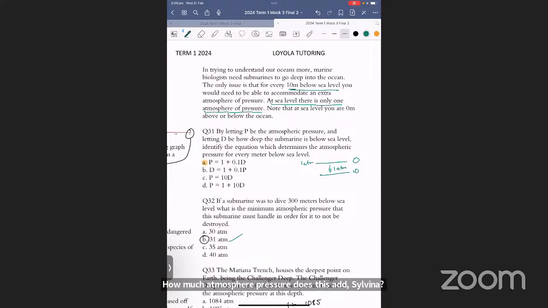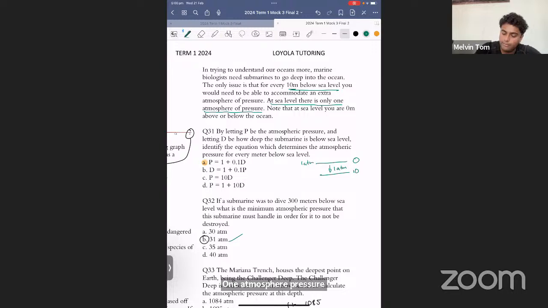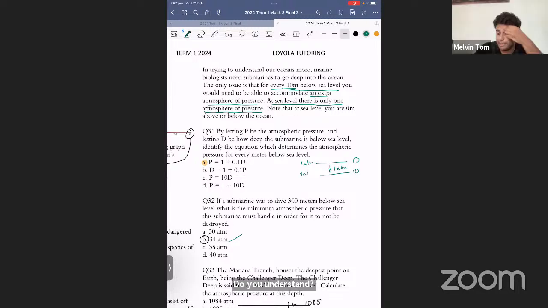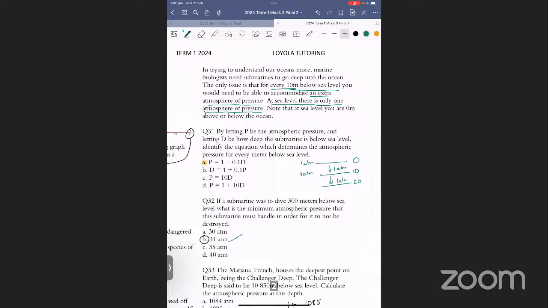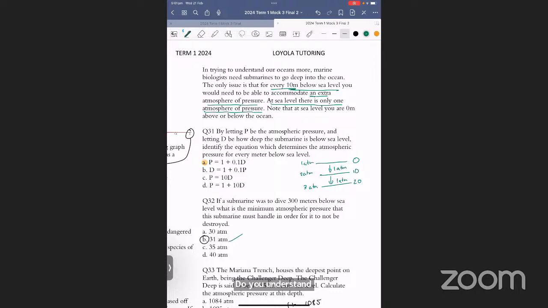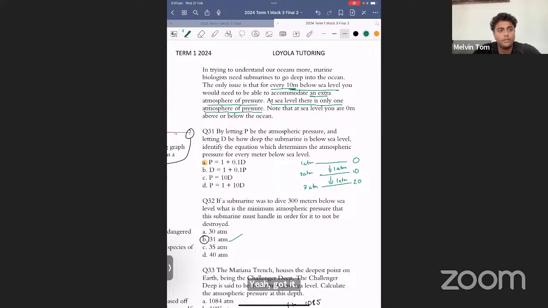1 atmosphere pressure. Because it says in the question, for every 10 meters you need to accommodate an extra atmosphere pressure. Do you understand? Yes. All right, so now we're at 2 atm. Now imagine you go to 20 meters. How much more pressure do we add? 1 more. And we're at a total of 3 atmosphere pressure. Do you understand? Yes.